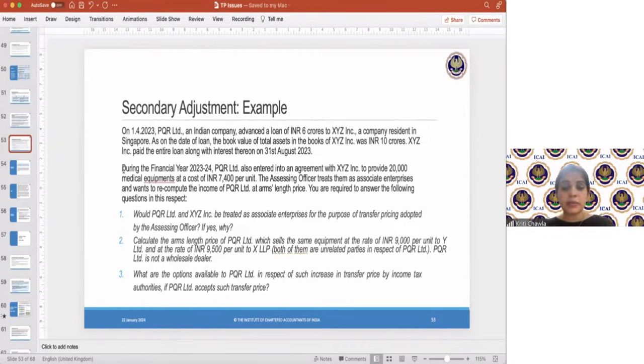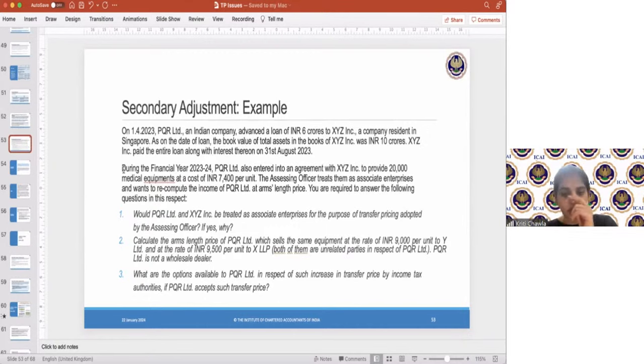So this question talks about on 1st April 2023, this PQR Limited, an Indian company, advanced a loan of 6 crore rupees to XYZ Inc., a company from Singapore. So there's an Indian company, and this Indian company gives a loan of 6 crore rupees to a Singapore entity. As on the date of loan, the book value in the books of accounts of XYZ Inc. was 10 crore. And XYZ Inc. paid the entire loan along with interest on 31st August 2023.